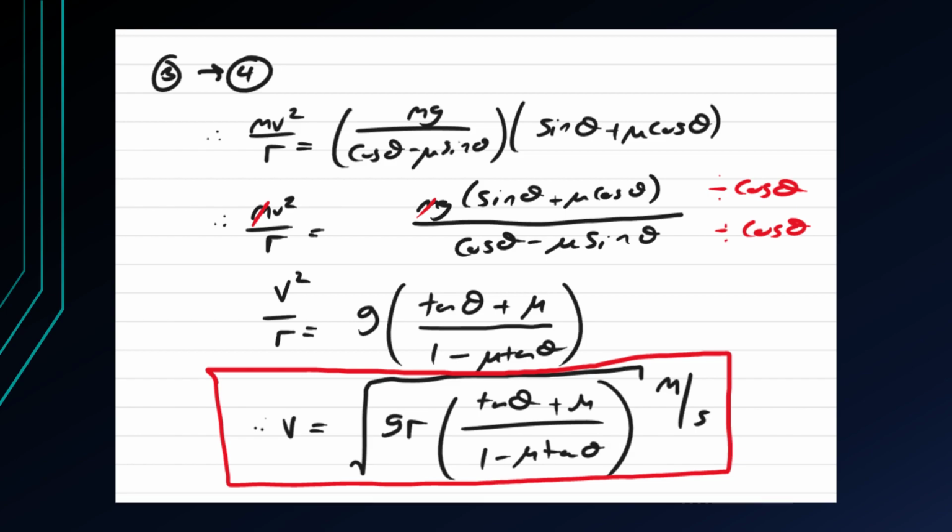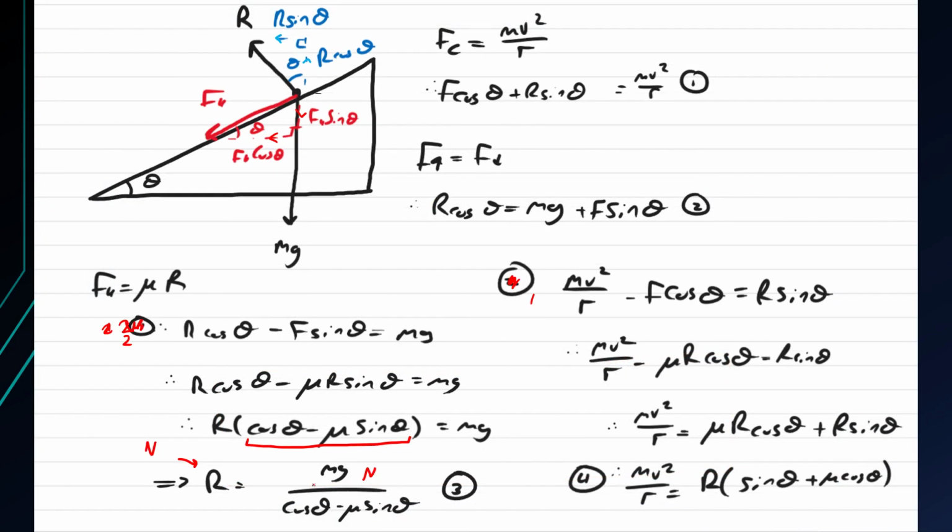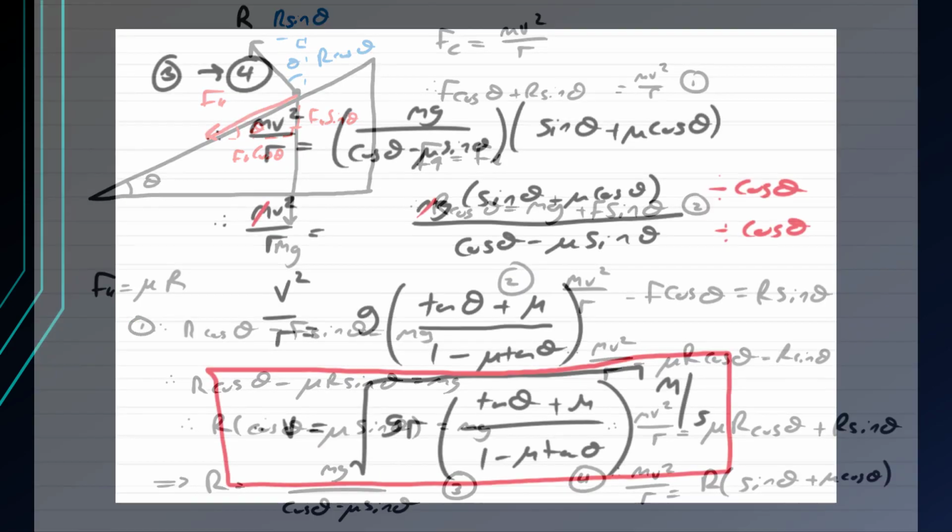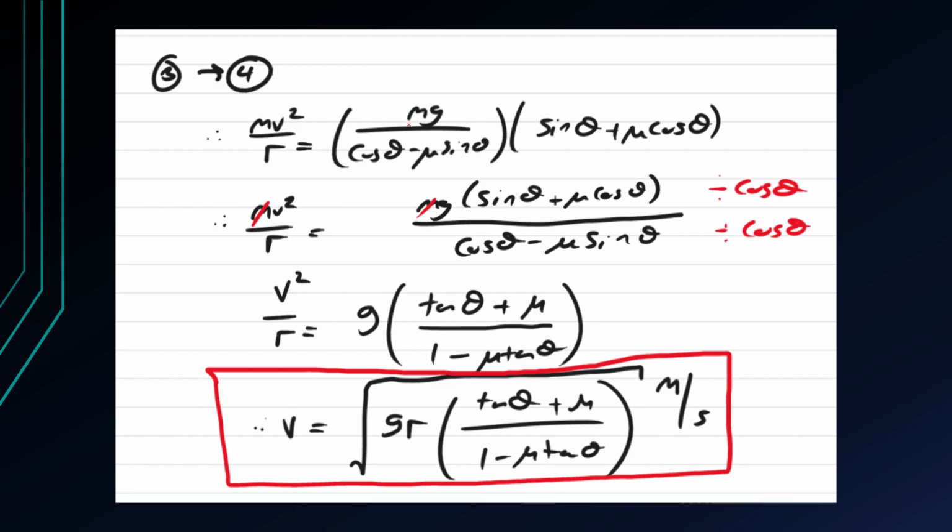So here's the second part of it. We put the R from equation 3, so mg over cos theta minus mu sine theta, into equation 4 to get mv squared over r equals mg times sine theta plus mu cos theta divided by cos theta minus mu sine theta. So cancelling the m's and dividing top and bottom of this fraction by cos theta, it's a very common thing you have to do to get tan, we get v squared over r equals g times tan theta plus mu over 1 minus mu tan theta.